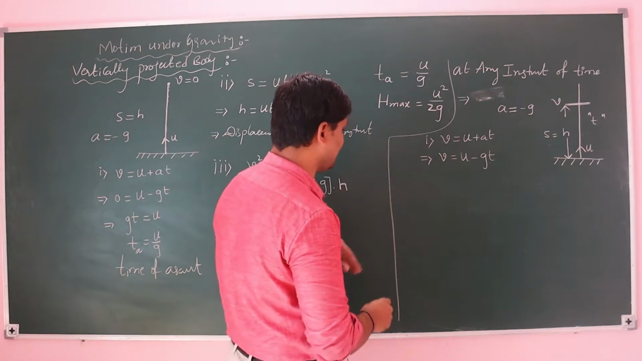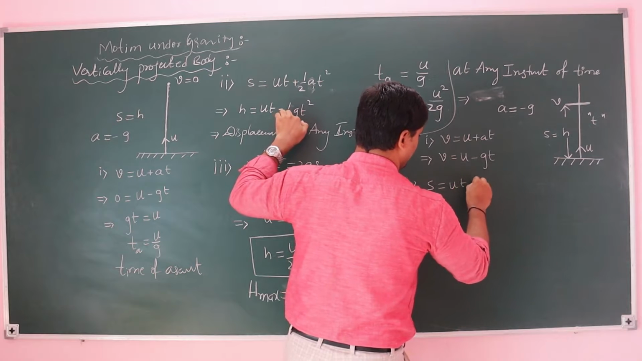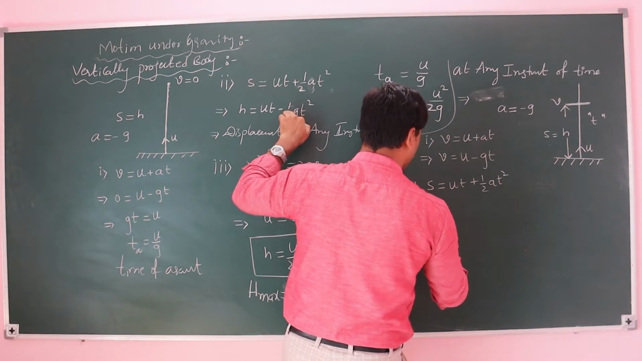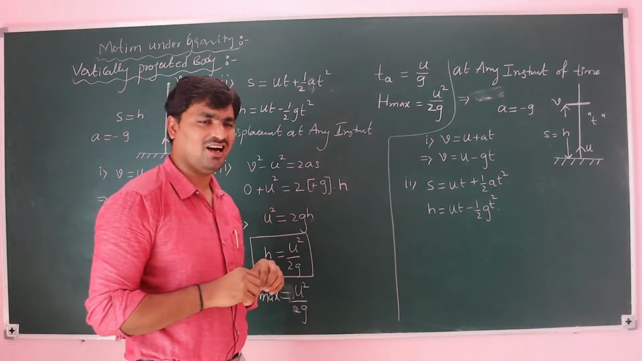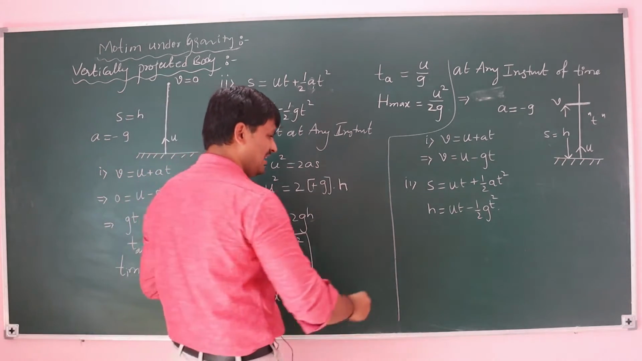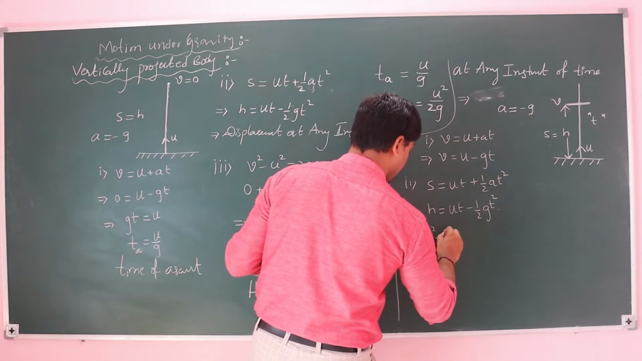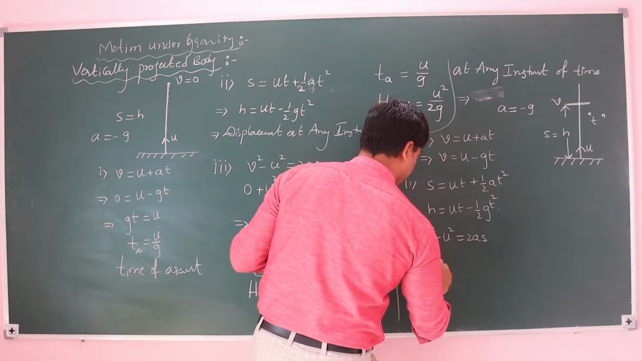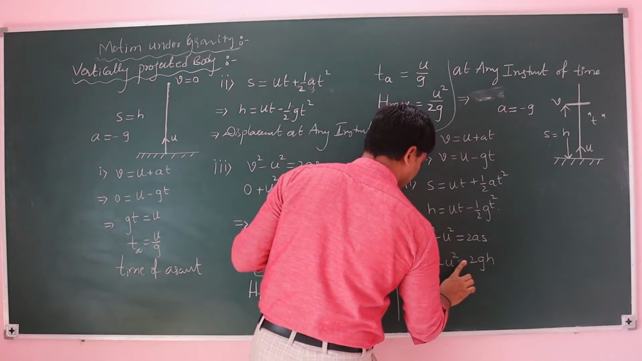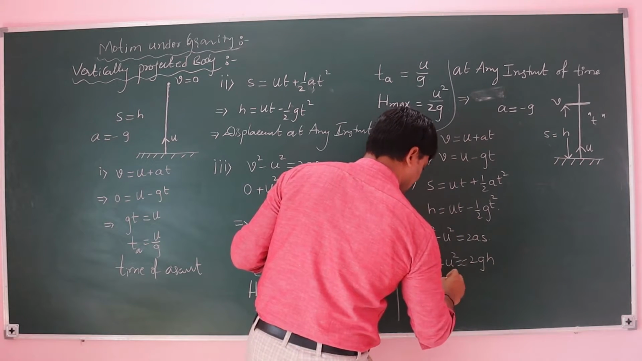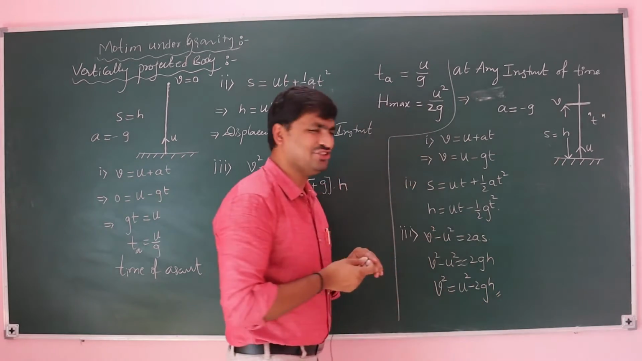Next, take the second expression, the displacement at any instant of time. S is equal to ut plus half at square. Here we can write h is equal to ut minus half gt square. And the third expression, v square minus u square is equal to 2as at any instant of time. Here the value goes to minus, so the final velocity v square is u square minus 2gh.